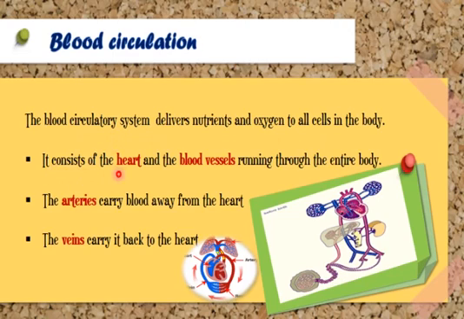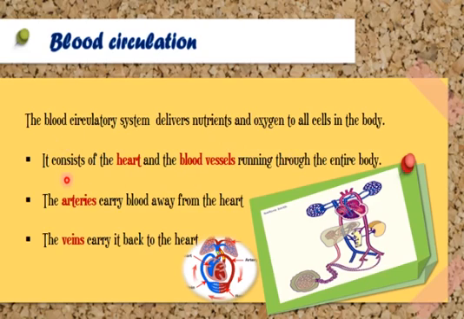The circulatory system consists of the heart and the blood vessels running through the entire body. You can see this is the heart, and the blood vessels, red and blue, are moving everywhere in your body. You can see different organs over here, kidney and digestive system, the gut, then a pair of lungs, and then the heart. All these cells and body parts are supplied with blood with the help of blood vessels.